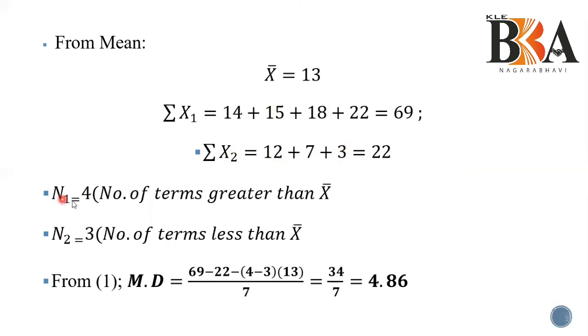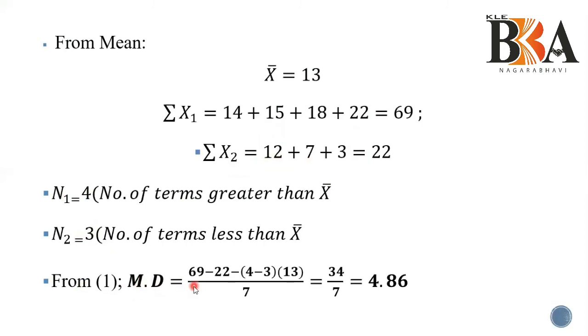So n1 is the total number of terms greater than the mean. How many? To find this very easily, I can give you the best idea: count the numbers which are the x1 factors. 1, 2, 3, 4. Right? There are 4 x1 factors. So n1 will become 4. For n2, look at the lesser terms, that is x2: 12, 7, 3. That has 3 numbers, right? So n2 will be 3. This is the easiest method you can use, right?